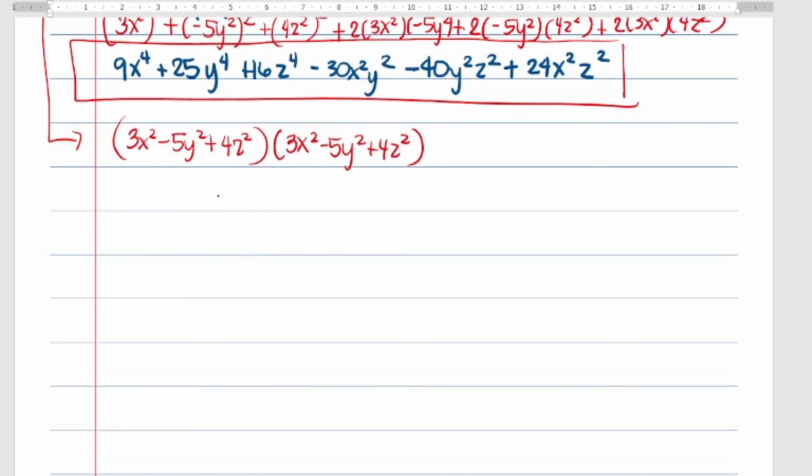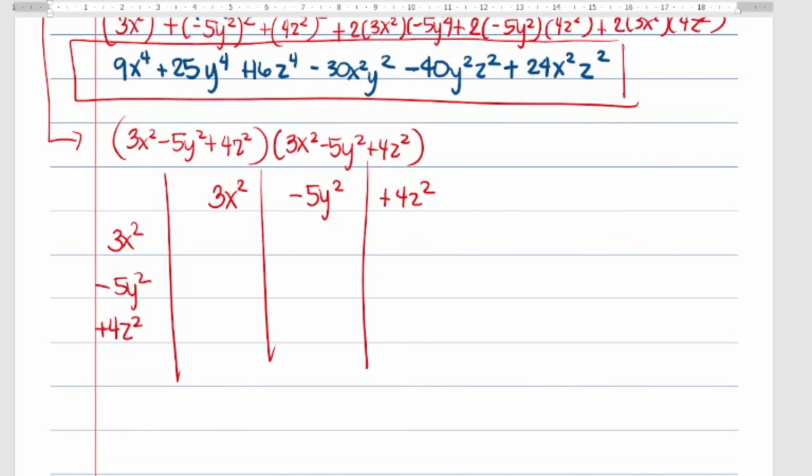Then you could also use the box method. So I think let's just show the box method, because it's more organized. Let's do this if you don't like to memorize the pattern. Okay, so let's start. 3x squared times 3x squared is 9x raised to 4.